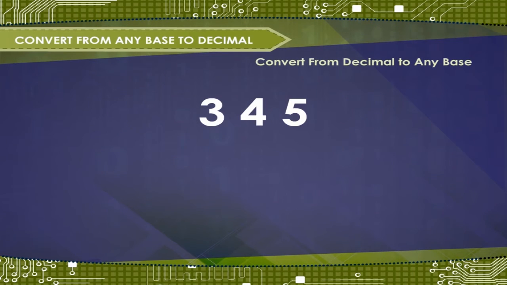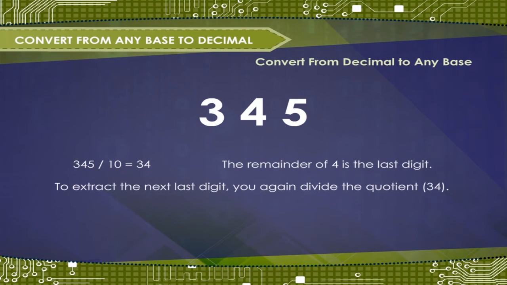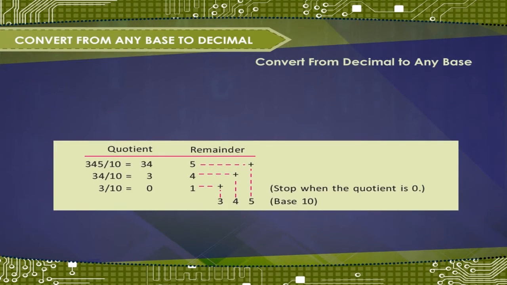Think about what you do to obtain each digit. To extract the last digit, you divide the given number by its base, 10. The remainder of 4 is the last digit. To extract the next last digit, you again divide the quotient, 34. And the remainder of 3 is the next last digit. Repeat this process until there is nothing left. Then you stop. In the summary, you mention the remainders.